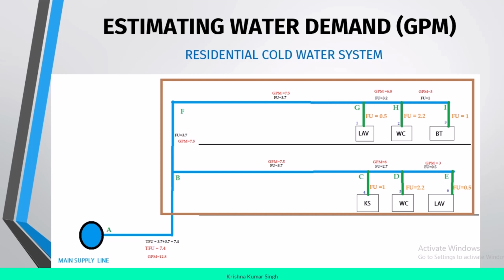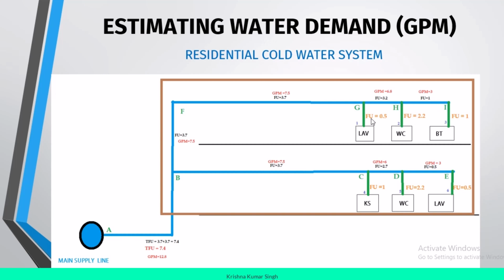So guys, you have calculated the water demand of this building. You know the total GPM requirement is 12.8, which is the water demand, and you already know the GPMs of each section of the pipe. Now the next step is finding the diameter of each pipe, or you can say finding the sizes of these pipes. We will start from H to I section.